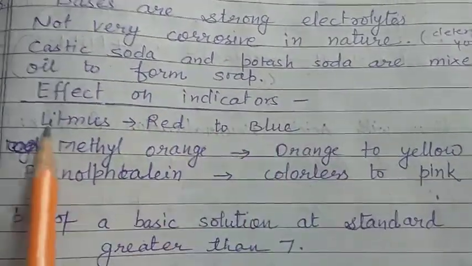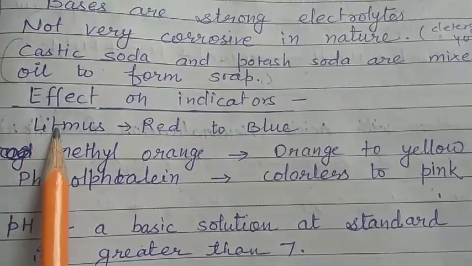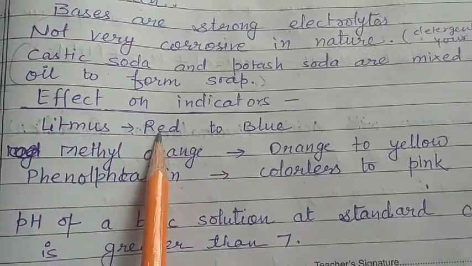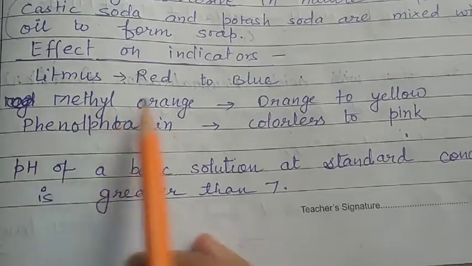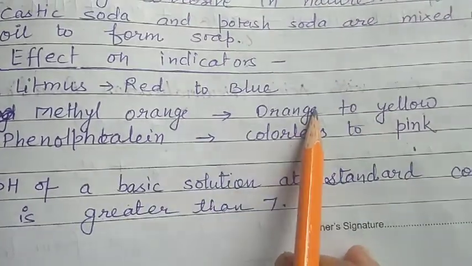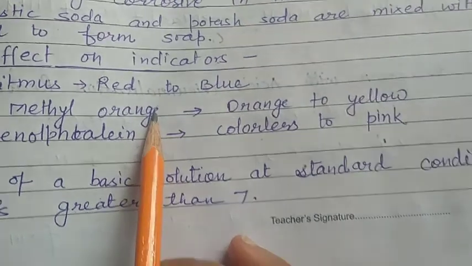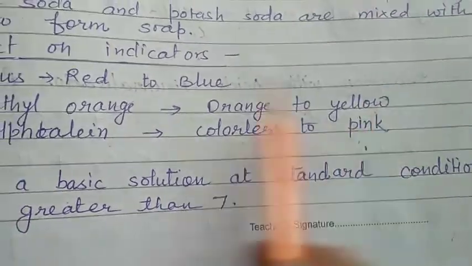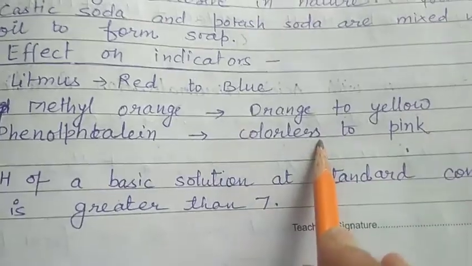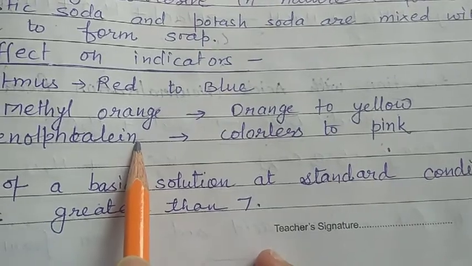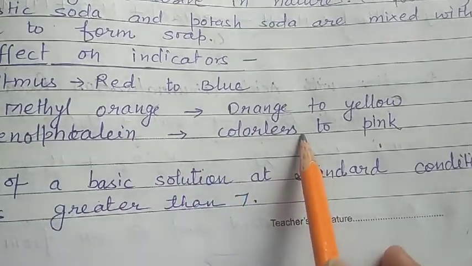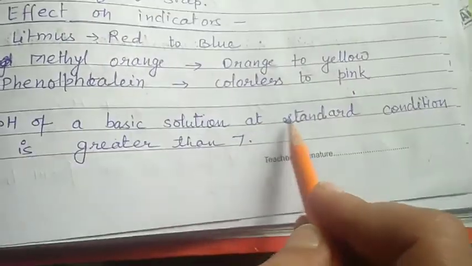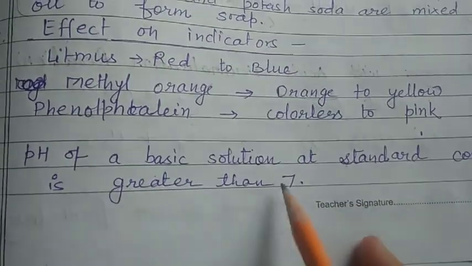Effect on indicators. Litmus, which is a natural indicator. The red litmus paper will turn blue if you react it with a basic solution. Methyl orange, which is actually orange in color, if you treat it with a basic solution, then the color orange changes to yellow. Phenolphthalein, which is usually colorless, when you treat it with a basic solution, the colorless phenolphthalein will turn pink in color. pH of a basic solution at standard condition is greater than 7.